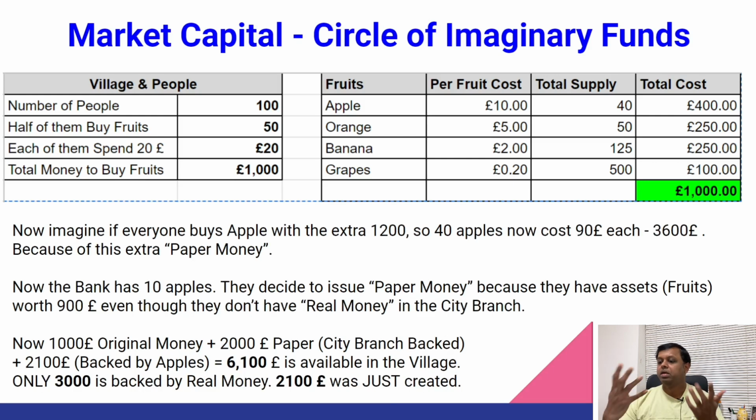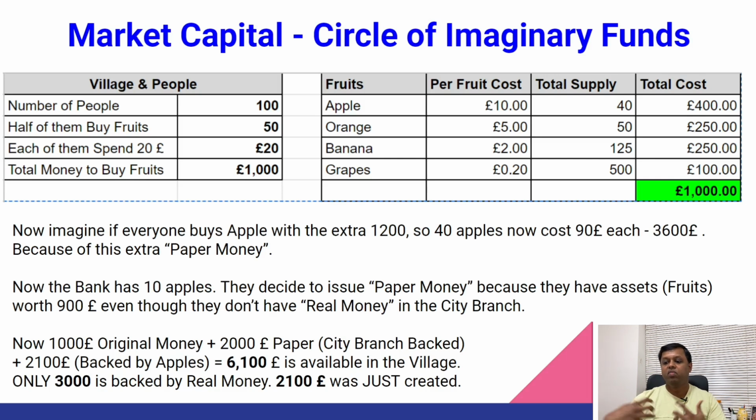Now what happens is, people get this paper money and they put the money again into apples. Now let's say the 40 apples, right? Obviously the 1,200 increase would mean that each apple is now £90 each. Now the bank, let's say, goes and buys or gets another 10 apples. They decide now to issue more paper money because now they have £900 extra because of the 10 apples they have bought. Now they still don't have real money in the city branch. The real money is only 2,000. Now more paper money is printed, £900 is printed.